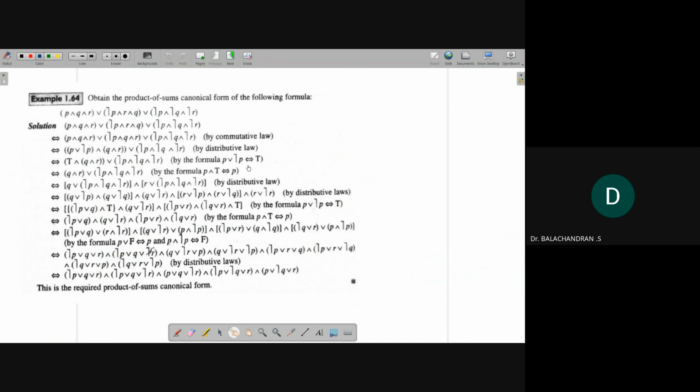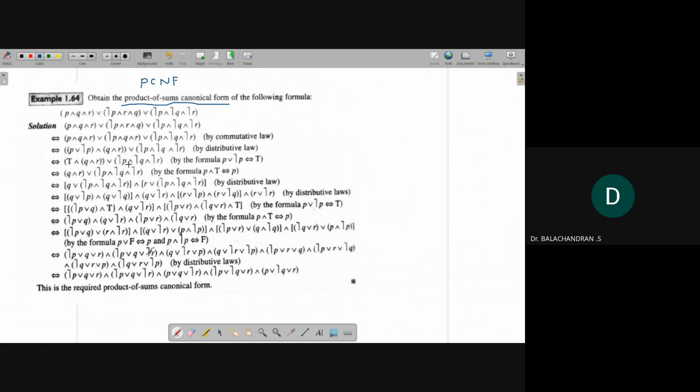So, first problem. In this problem, we need to obtain the product of sums. Product of sums in canonical form means PCNF. PCNF for the following formula.